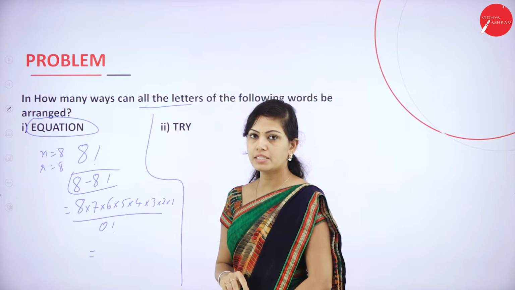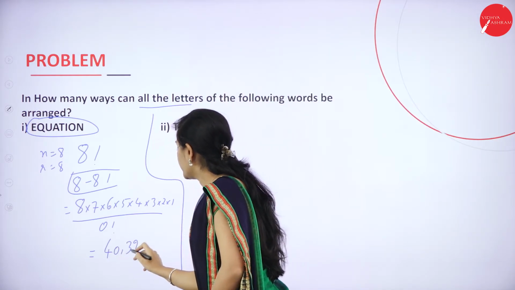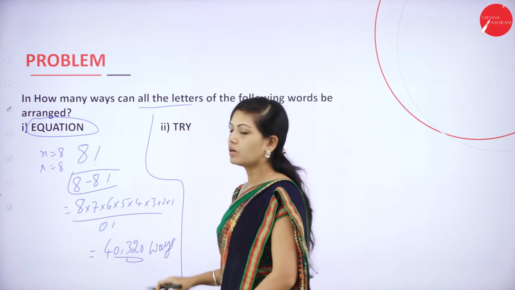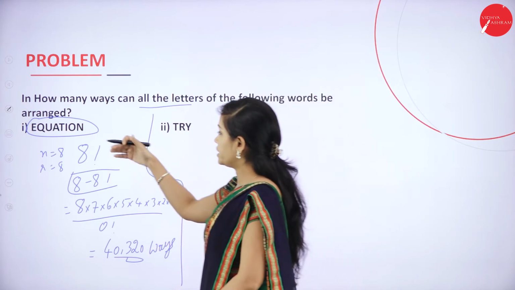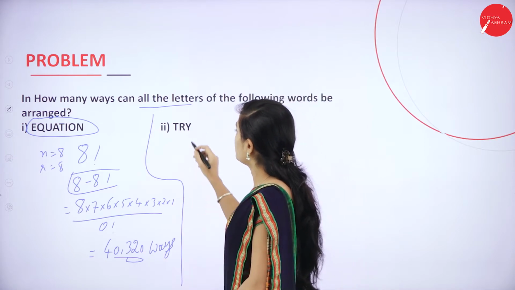So you will get the final answer. So the final answer is 40,320 ways. Multiply this, you will get 40,320 ways. So 40,320 ways we can arrange these words. And the next problem, try.